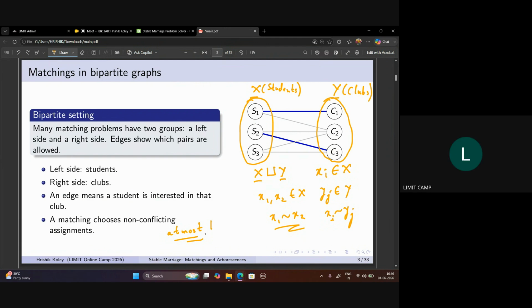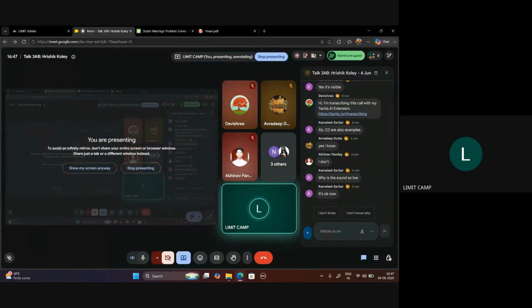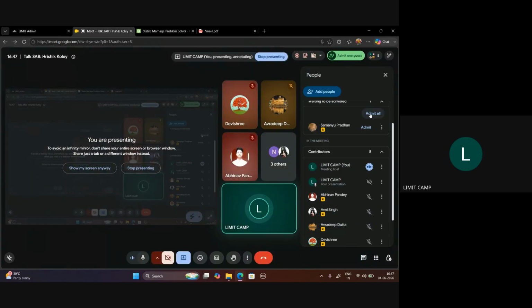What I had said is that if the condition is you need to assign each student at most one club, then this assignment of S1 to C1 and S2 to C3 works fine. But if you're mandated that every student must be assigned to exactly one club, then this matching does not suffice. So you need to send S3 to C2 as well. There's one more condition: each student needs to take a unique club.